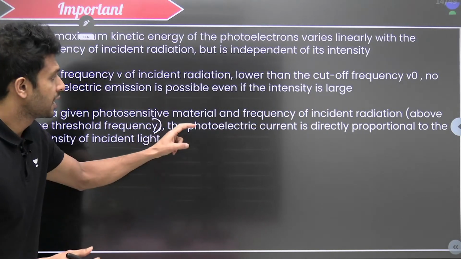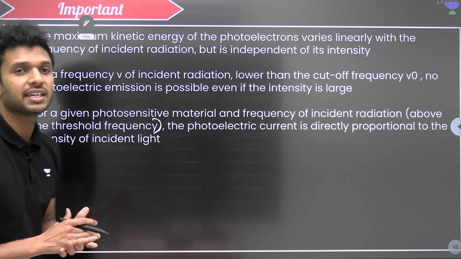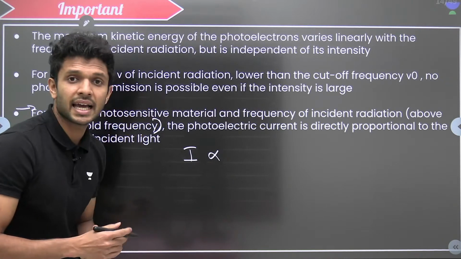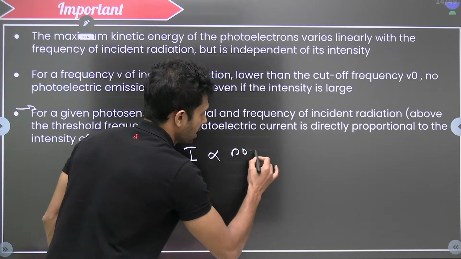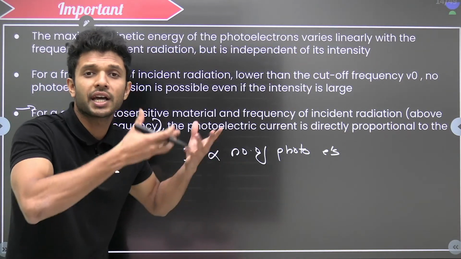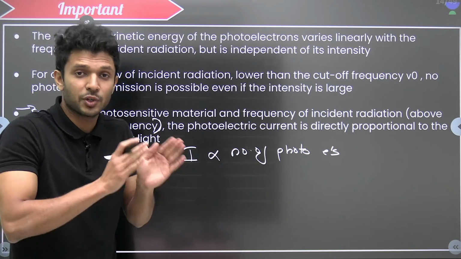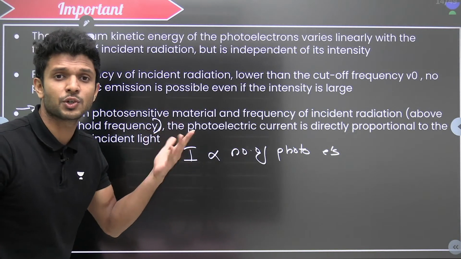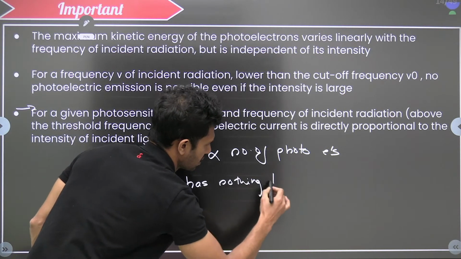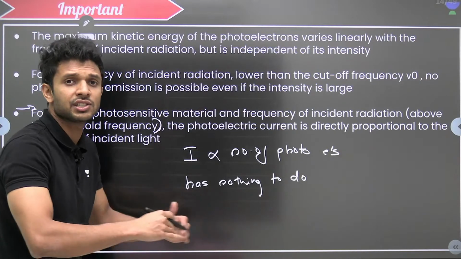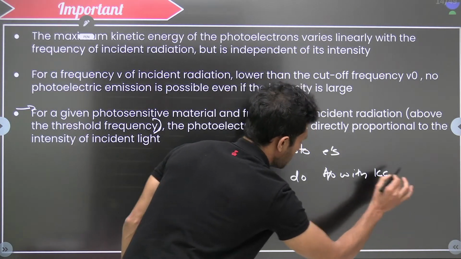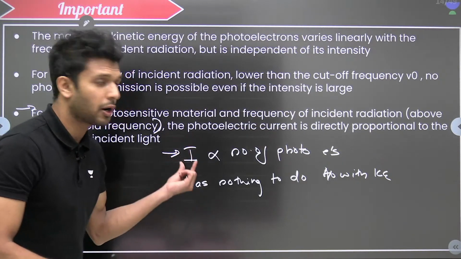For a given photosensitive material, matlab a metal, if the frequency of incident radiation is above the threshold frequency, the photoelectric current is directly proportional to the intensity of the light. We have learned this, right? We have learned that the intensity of the incoming light is directly proportional to the number of photoelectrons. More the intensity, more the number of photoelectrons emitted, as we saw in the last class. And we also have seen that intensity has nothing to do with kinetic energy. Iska matlab, though the intensity is increased, the kinetic energy of the electrons emitted will not change. This was one of the observations we made. Very important about intensity, right?